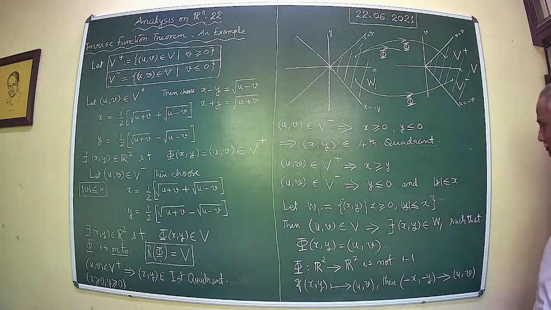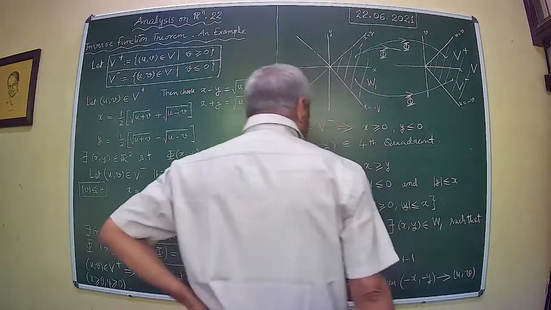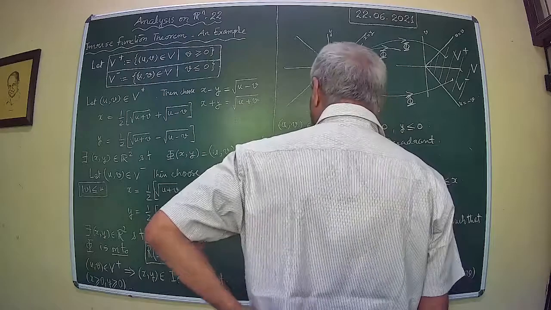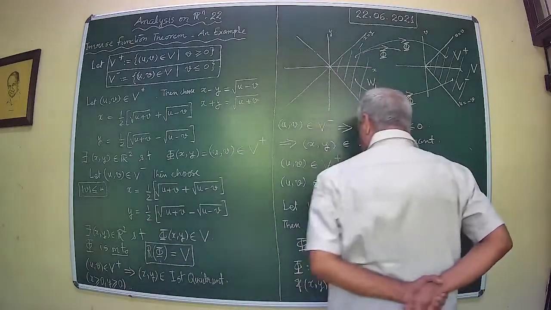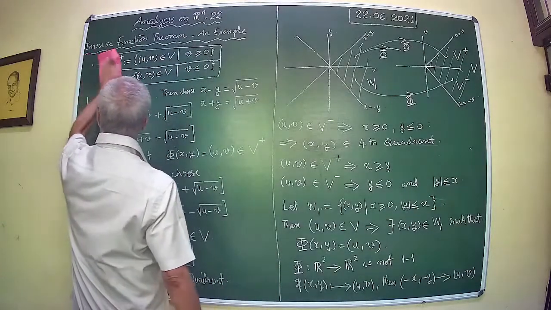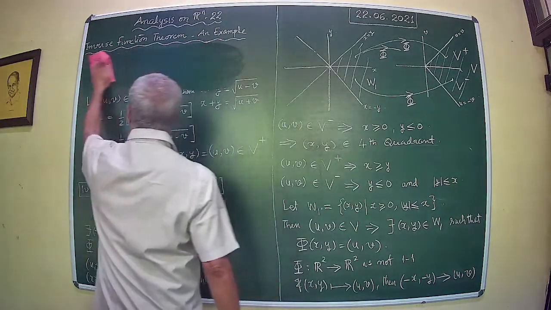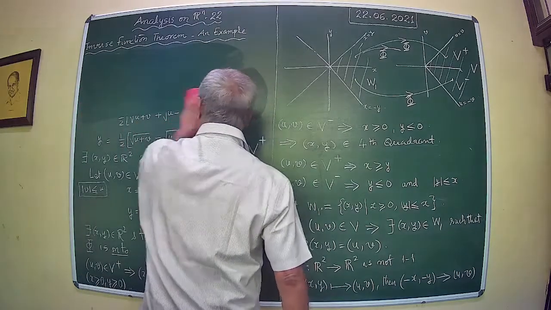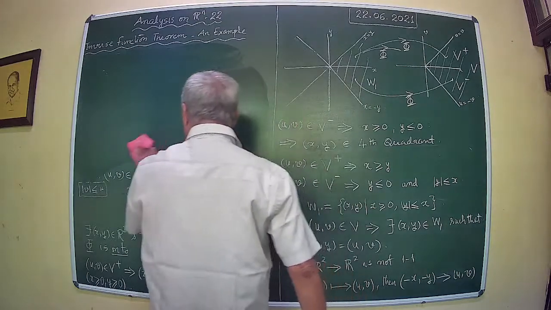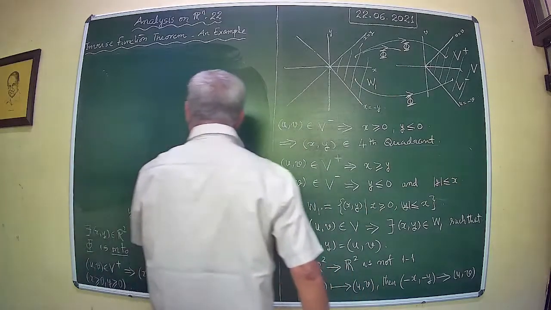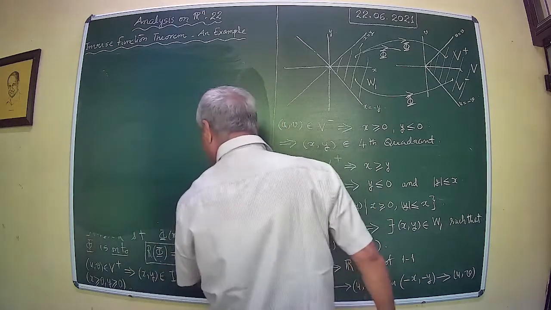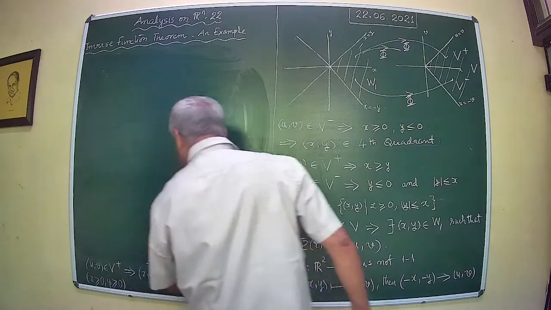Why is it so? It's quite easy. Therefore, it is not one-to-one. So for every xy that gets mapped to UV, minus x minus y also gets mapped to it. Okay. Therefore, this is not one-to-one.